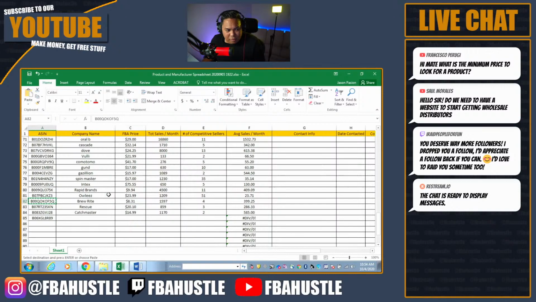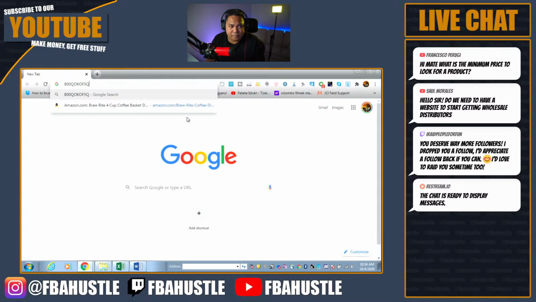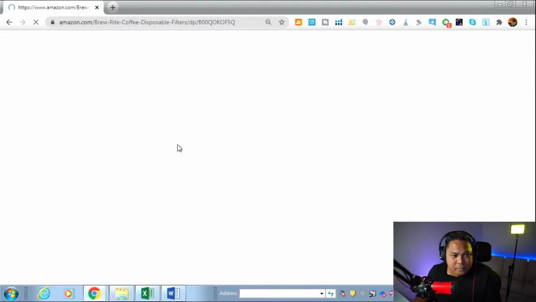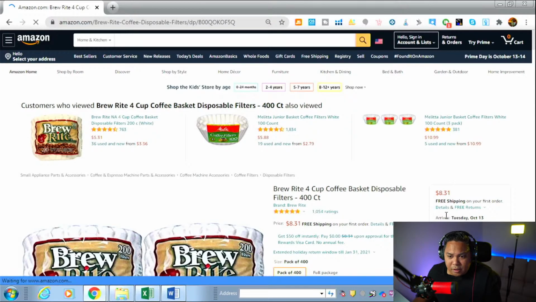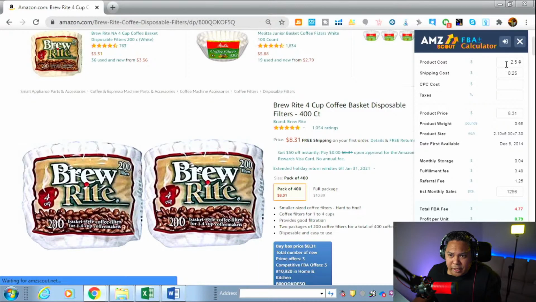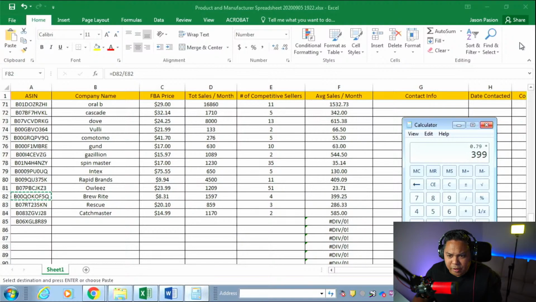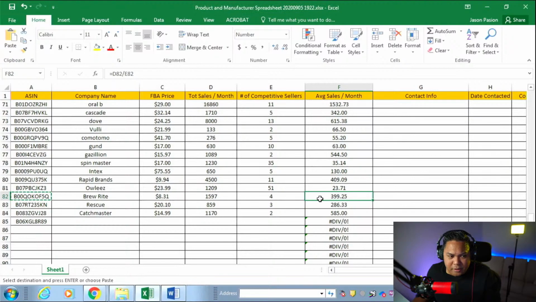So let's open this up real quick. This is just an example of still being profitable potentially if your FBA price is $831. Open up this calculator. If you can get it for $1.25 each, then you can still have an ROI of 29% and profit 79 cents each. So 79 cents times 399, you can still profit $315 from this one listing per month.